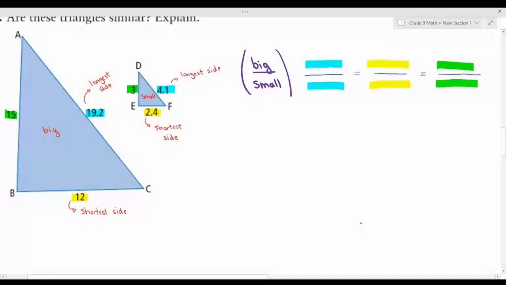Okay, so let's plug in some numbers. On the big triangle, I have the 19.2, and I have it all color coded for you guys, comparing that to the 4.1. Then, going back to the big triangle, I'm comparing 12 to the 2.4. And then I'm comparing the 15 to the 3.